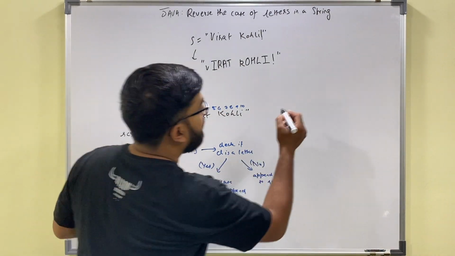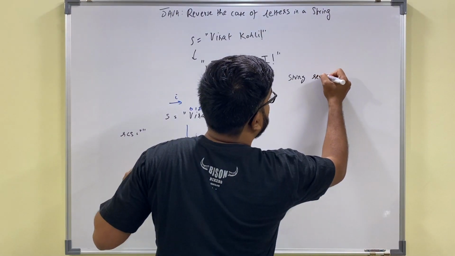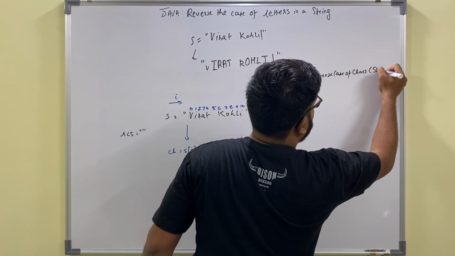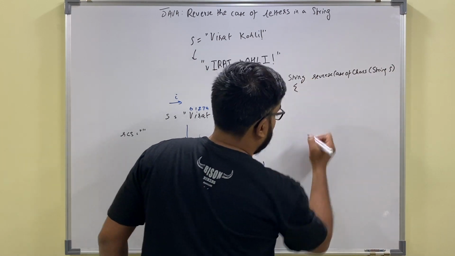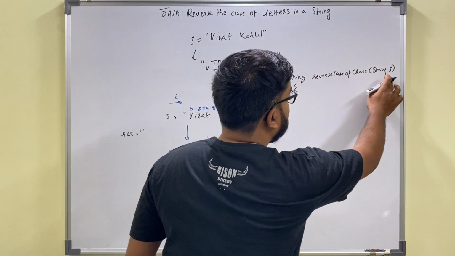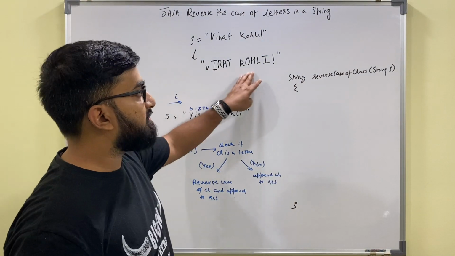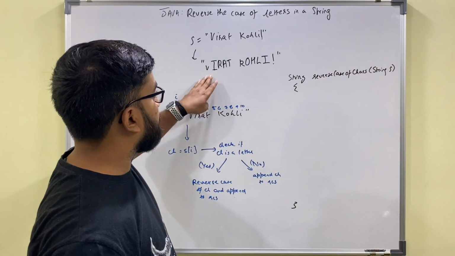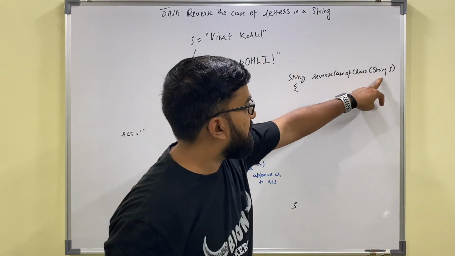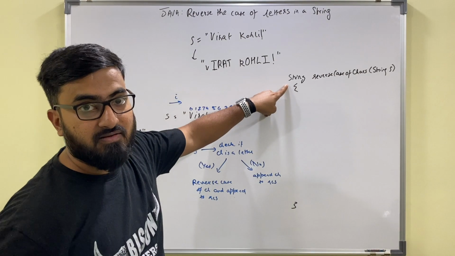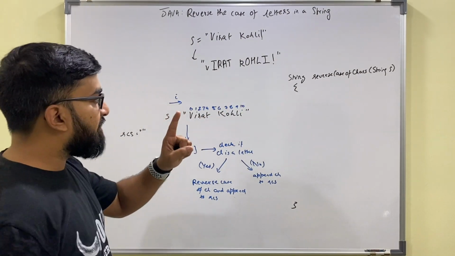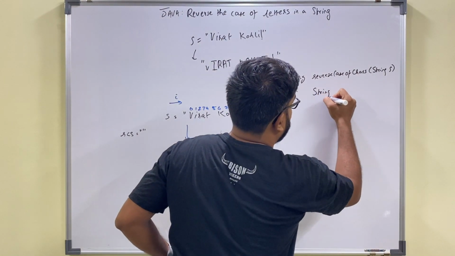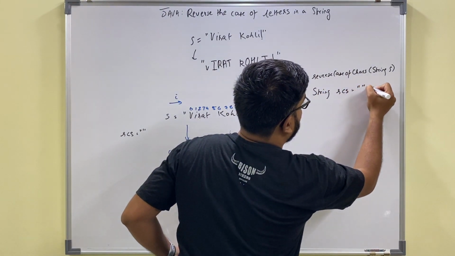So I'll take a function, string reverseCaseOfChars, with a string s. This method takes a string s and reverses the cases of the letters in this string, as we discussed, and it returns the updated string. So for this case, if we get this string in s, we return this string as the return value. First thing I have to do is take this RCS blank string, so I'll say string RCS is a blank string.